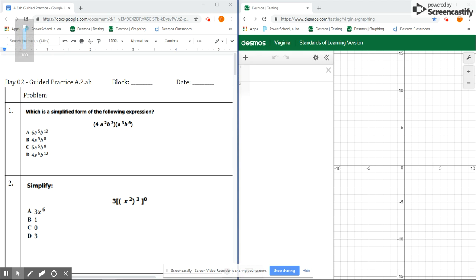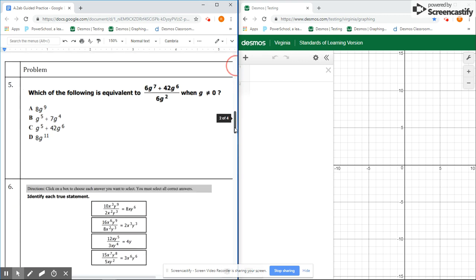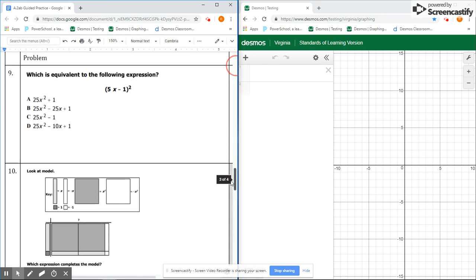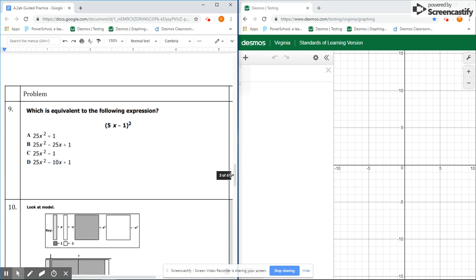Okay, this is day 2 guided practice 8.2a and b. We're going to jump down to page 3, 9, 10, 11, 12. But we are only going to go through number 9 and number 10. Then you're going to try number 11 and 12 on your own, right?